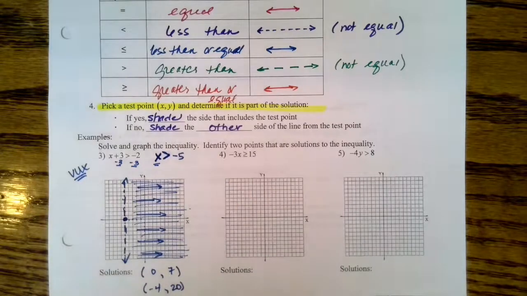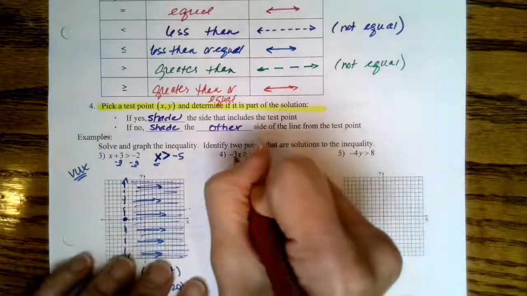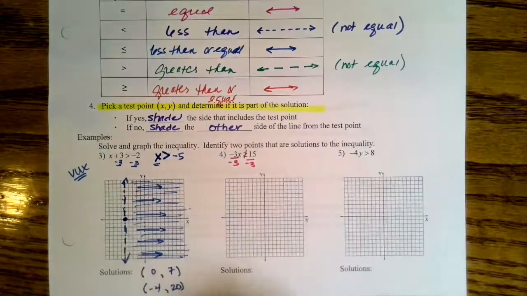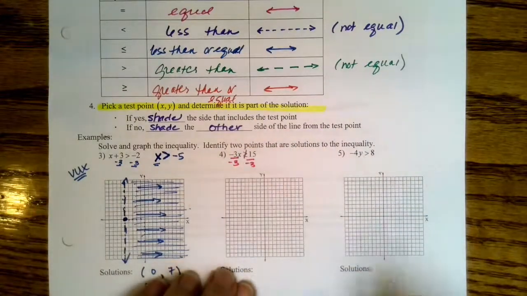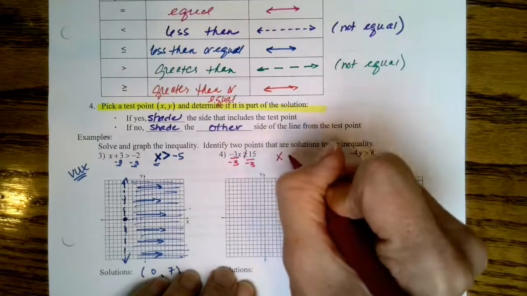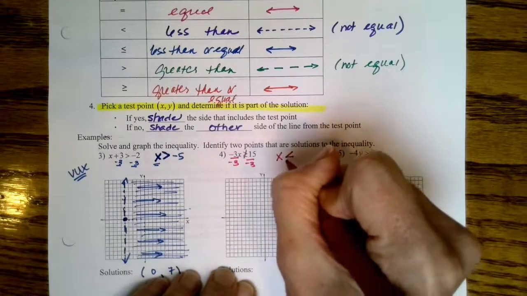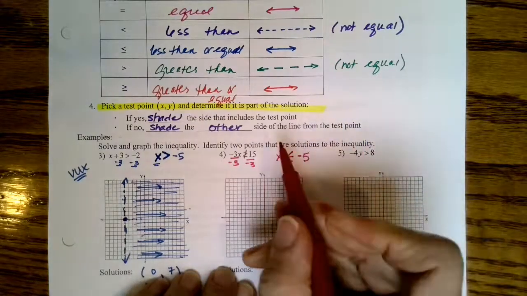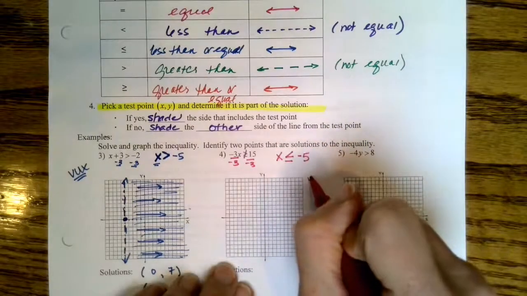-3x is greater than or equal to +15. Divide by -3, divide by -3. That's an inequality. I divided by a negative, which means all the values of x are smaller than or equal to -5. So here we are again, another vertical line.